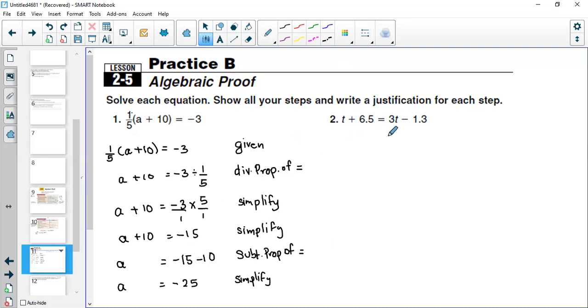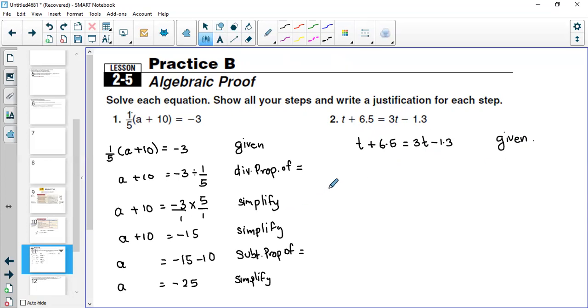Right, so let's try this next question. What's the first thing I'm going to do? First let me write down the question and say it is given, because that's also an important step. So t plus 6.5 minus 3t equals 3t minus 1.3. So I give the justification step as given.